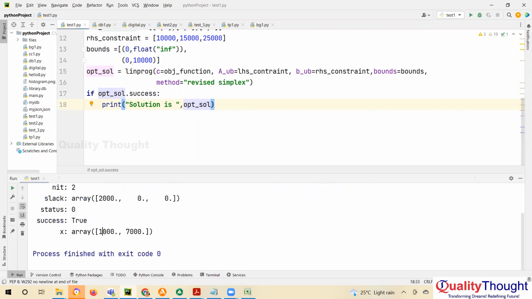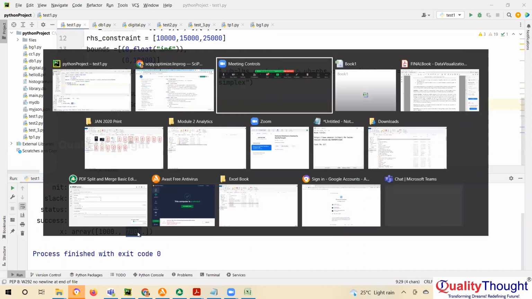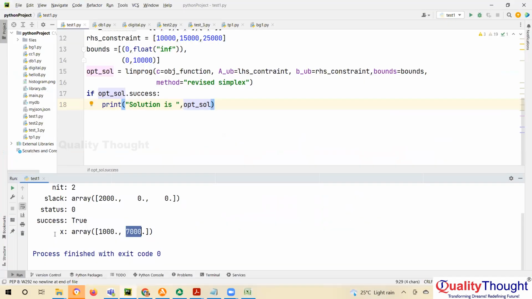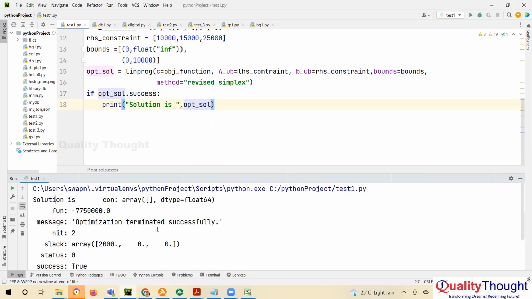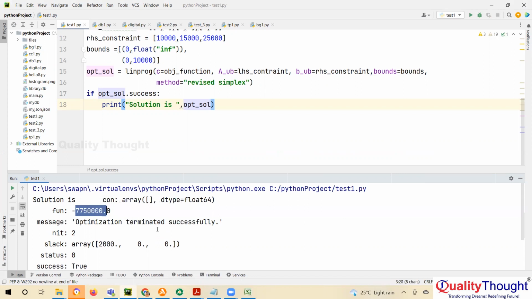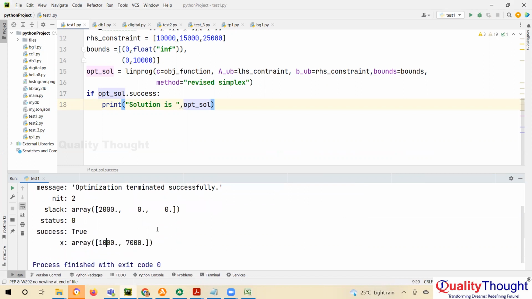See, 1000 and 7000. Is this the same value we got here? 1000 and 7000. See, same answer is given to us by SciPy also. These are the values of opt solution. The function value is negative because we said minimization, right? So for the total profit, you multiply back again with -1. So this is the total profit, and this is our solution, 1,000 and 7,000.